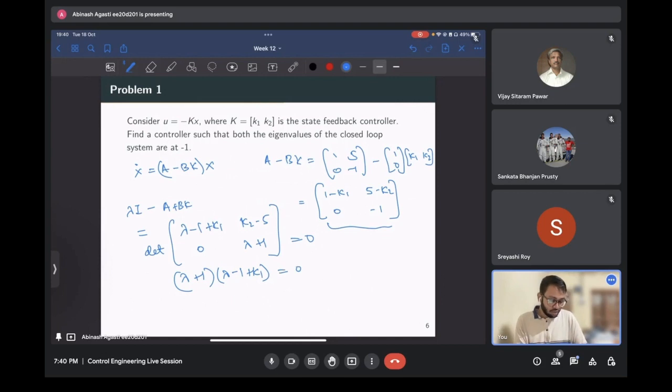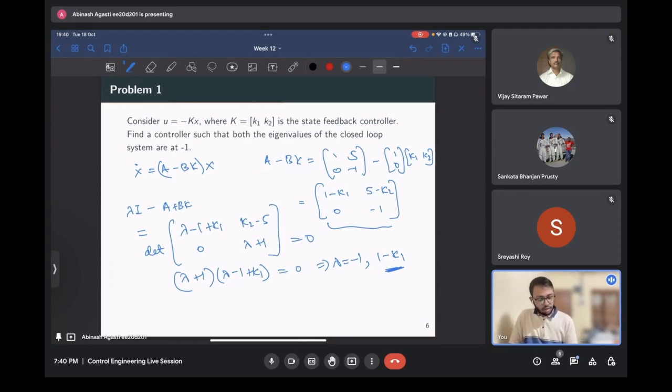Right. So what are the eigenvalues? They are -1 and 1 minus K1. So look at this. One of the eigenvalues is -1. It does not depend on what controller we use. So this again confirms the fact that this -1 eigenvalue was the uncontrollable one. No matter what control we give, we cannot affect its position. That will stay there. But on the other hand, the other eigenvalue that we had, +1, can be altered by this controller parameter. So 1 minus k1.